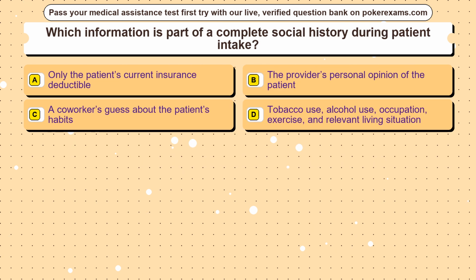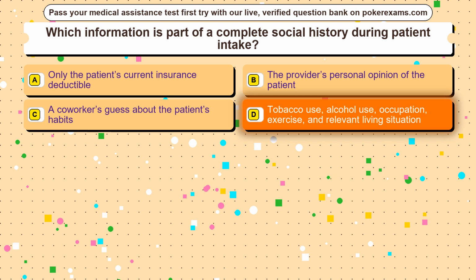Question 59. Which information is part of a complete social history during patient intake? Option A, only the patient's current insurance deductible. Option B, the provider's personal opinion of the patient. Option C, a coworker's guess about the patient's habits. Option D, tobacco use, alcohol use, occupation, exercise, and relevant living situation.